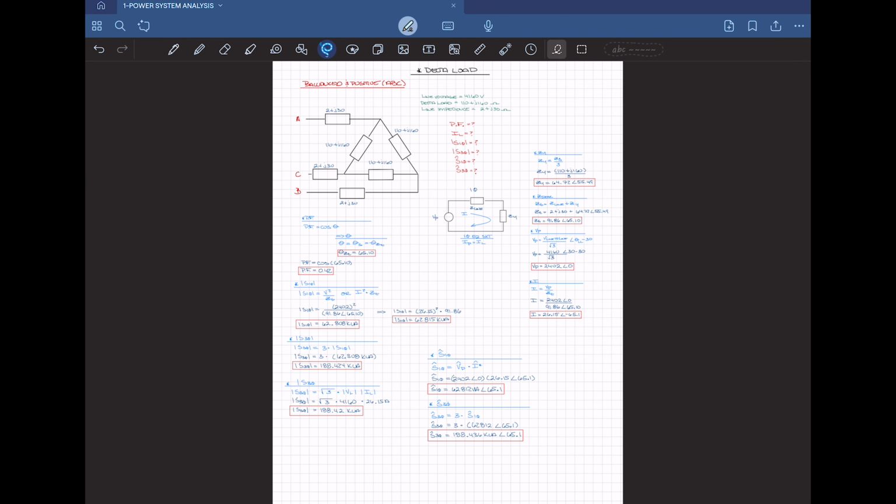So the reason why I wanted to make this video is to show how changing the delta load to a Y equivalent load gives us a current that simplifies the power analysis of a delta connected load with minimal information given. I hope this helped.